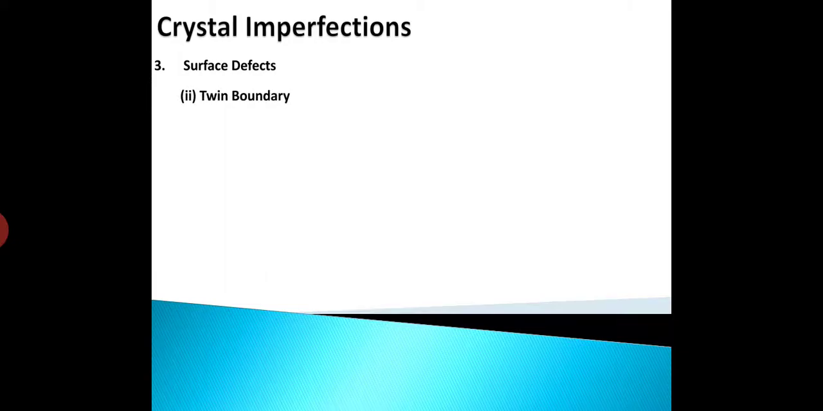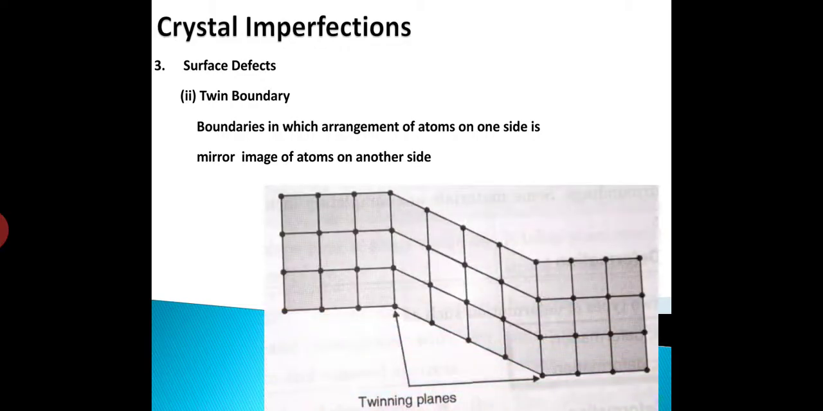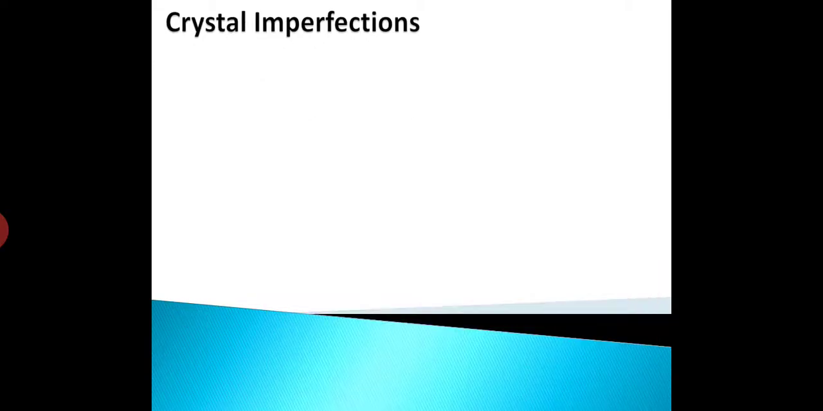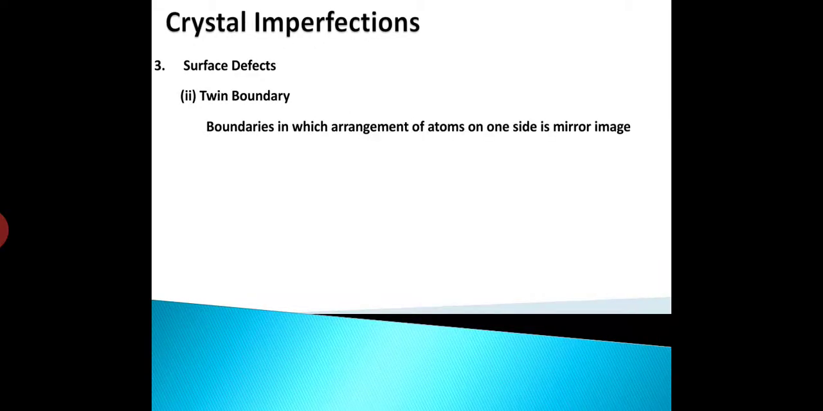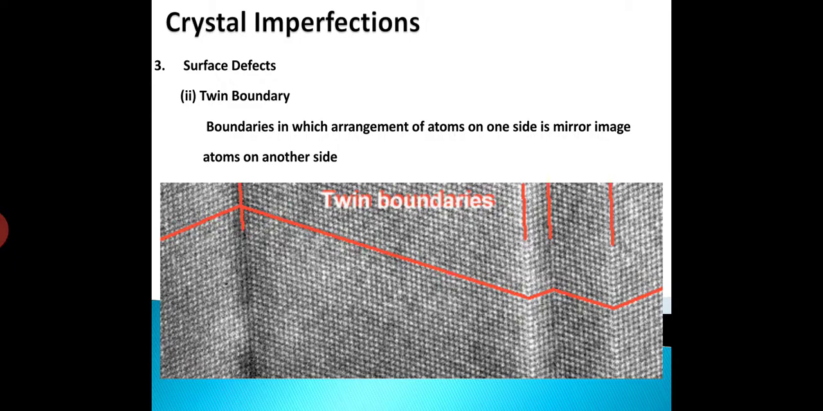The second type of surface defect is a twin boundary defect, which is obtained when the arrangement of atoms on one side of the boundary is a mirror image of atoms on the other side, or we can say that twinning is nothing but a mirror image of an object. So this is the twin boundary defect, which shows the twinning planes and mirror image. Then we can see this twin boundary defect in another microscopic view, where it is clear that the twin boundary defect shows the mirror image of the other side.